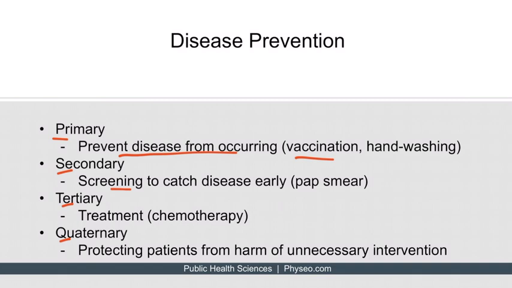Secondary prevention has to do with screening to catch a disease early. A pap smear is a good example of this because you're screening for a disease but not necessarily preventing it from developing. You're trying to find the disease while it's asymptomatic, so you can treat it early in its course rather than waiting until it's much more difficult to treat.